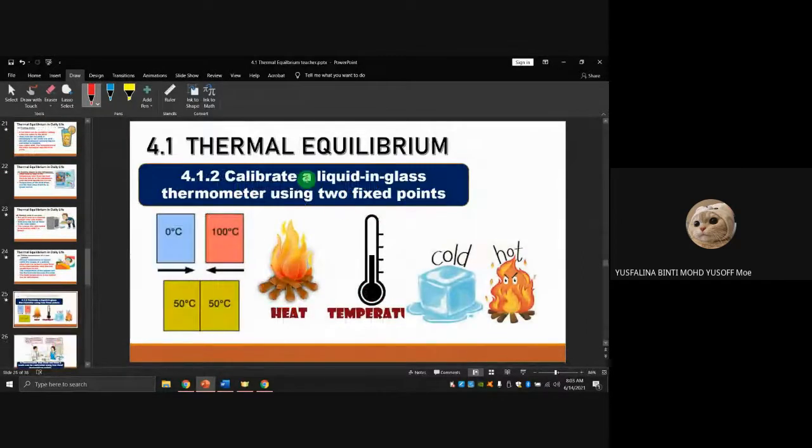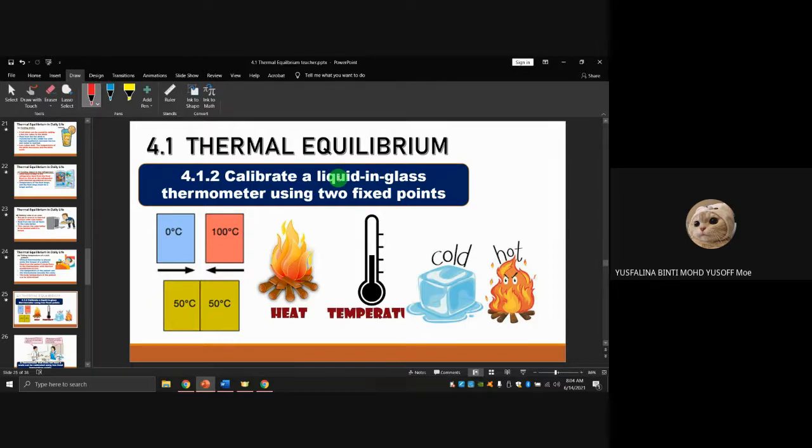Alright, so the next part is calibrating a liquid-in-glass thermometer using two fixed points. Let's say you have a thermometer that is still not calibrated, which means it doesn't have a scale. So how do you determine the temperature? Let's say I give you liquid X. How do you measure liquid X, because there is no scale on the thermometer?